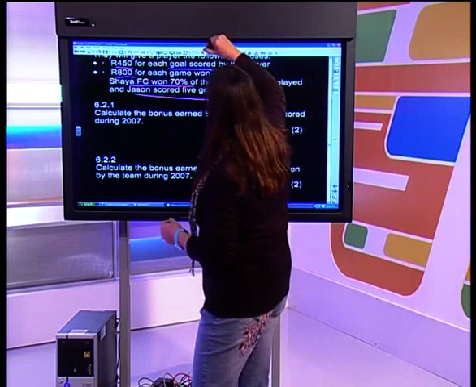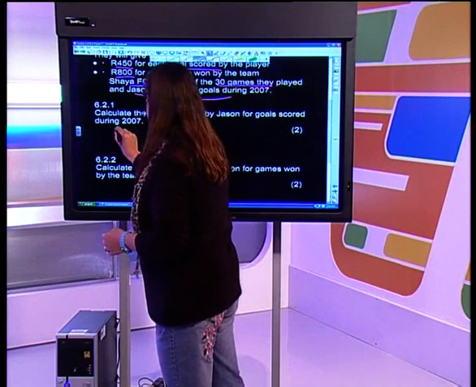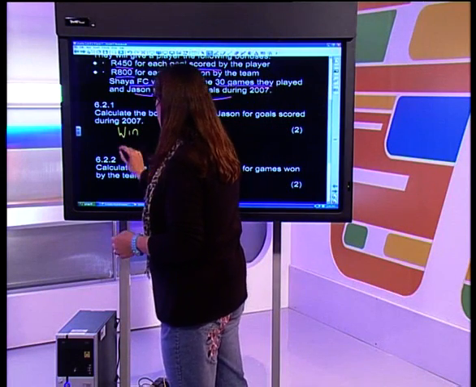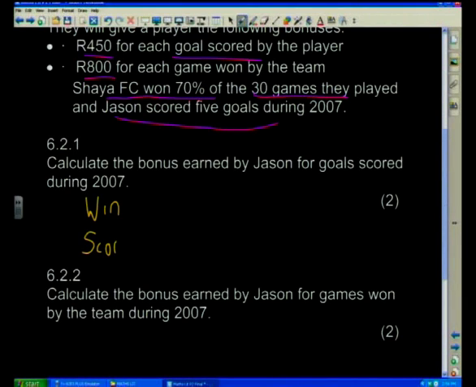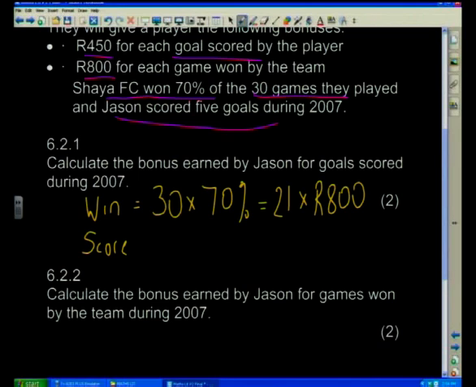So remember, we got bonuses. We got 2 different ways of getting bonuses. There was one for winning the game, and one for scoring. So how many games did they play? They played 30 games. Of those, they won 70%, which gives me 21 games. And for each one, they're going to get 800 Rand. He scored 5 goals, and for each goal that he scored, he's getting a 450 Rand bonus.